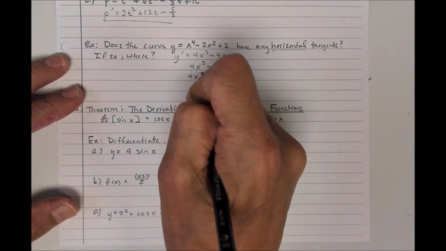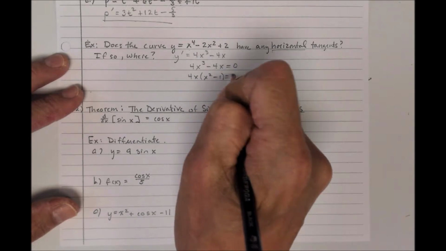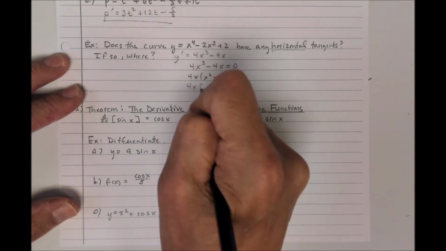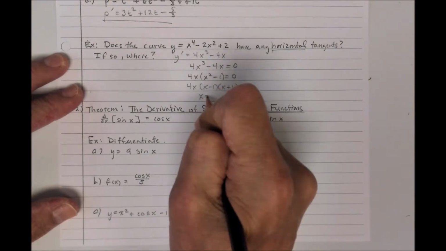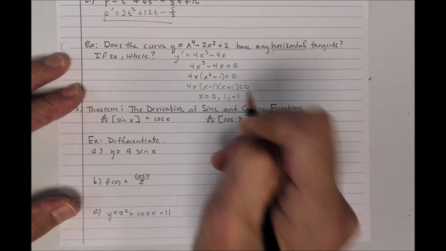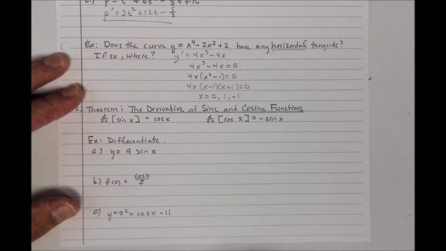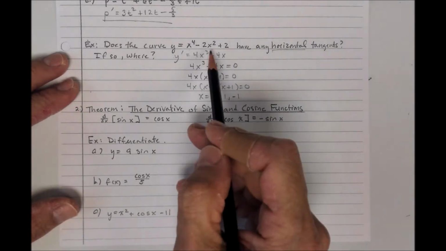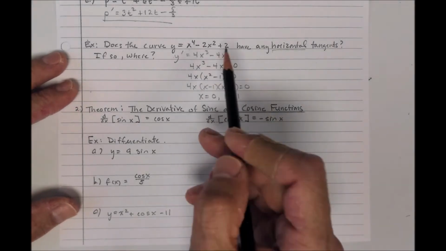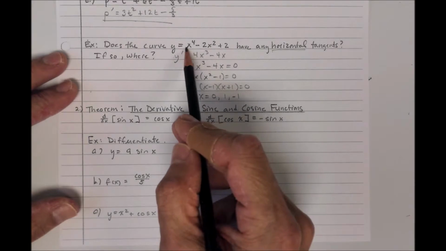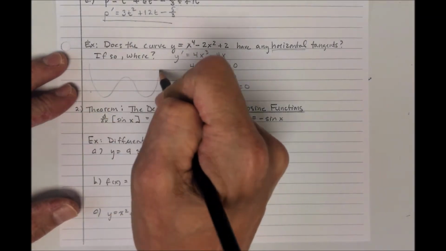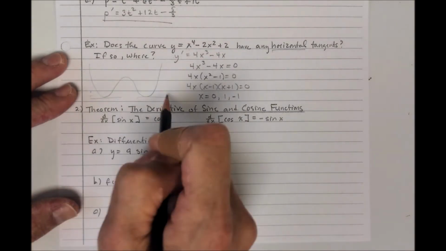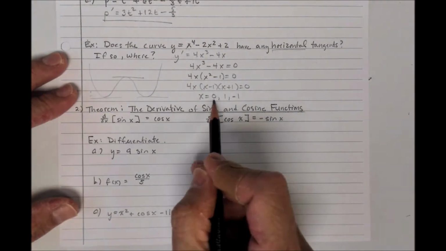Factor out 4x, I get x squared minus 1 equals 0. So I get 4x times the quantity x minus 1 times the quantity x plus 1 equals 0. So I get x equals 0, 1, and negative 1. Well, it looks like I'm going to have 3 horizontal tangents. And it should kind of make sense because typically these kinds of graphs, a quartic like that with a positive lead coefficient, probably looks a little bit like a W. So I have a horizontal tangent at x equals 0, 1, and negative 1.